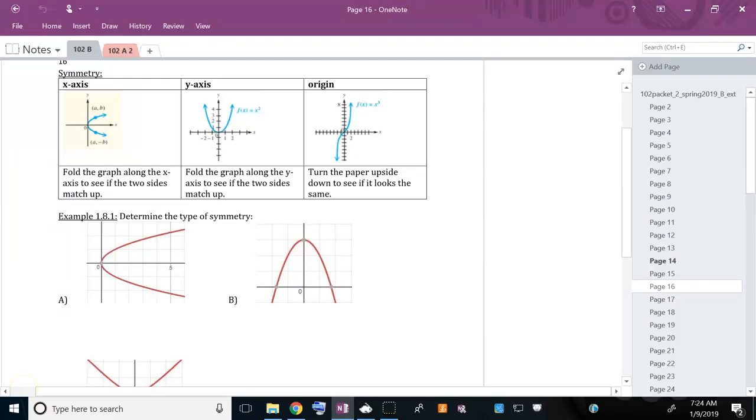Math 102, example 1.8.1, version B. Let's talk about symmetry. In this class, we'll look at three types: x-axis, y-axis, and origin symmetry.